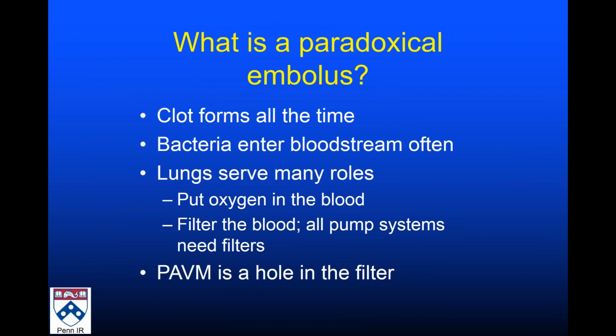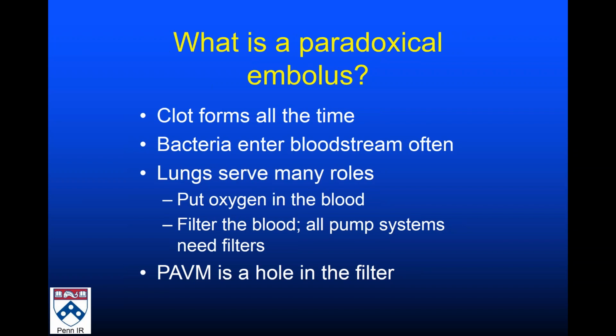These are called paradoxical emboli, and a paradoxical embolus is a clot or bacterium that doesn't get trapped by the lungs but gets into the arterial side of the bloodstream after it gets through the lungs. Clot forms in our body all the time, in our legs and elsewhere, and bacteria enter the bloodstream a lot. They actually enter the bloodstream when we brush our teeth, even more so when we go to the dentist for a cleaning or for dental work, and also when we get a colonoscopy, especially with biopsies. And the lungs serve many roles. They put oxygen in the blood, but they also filter the blood.